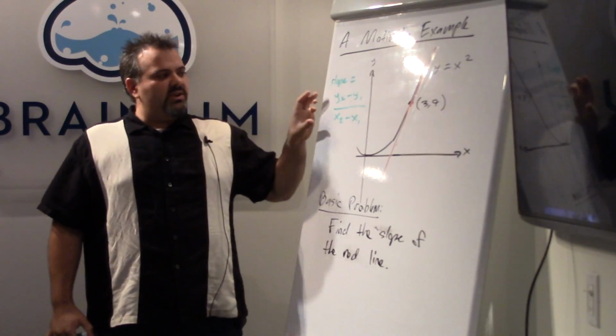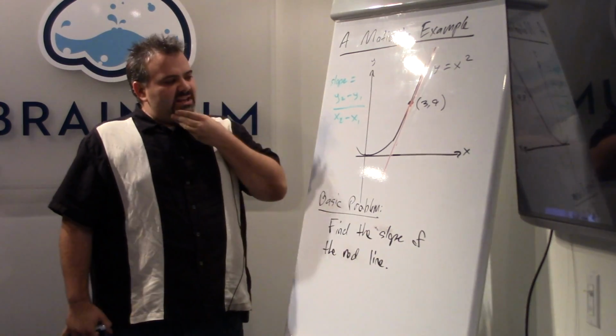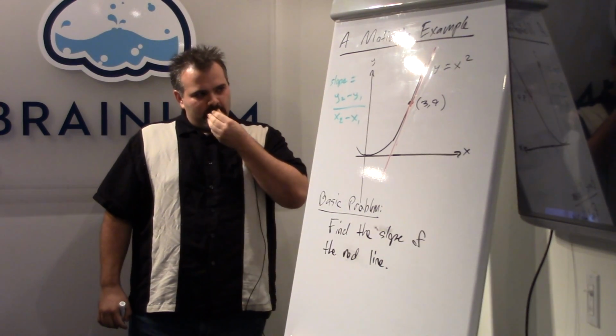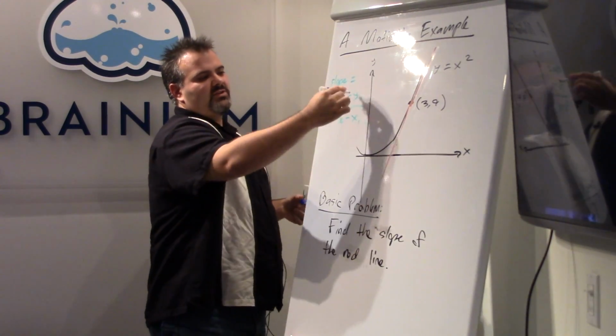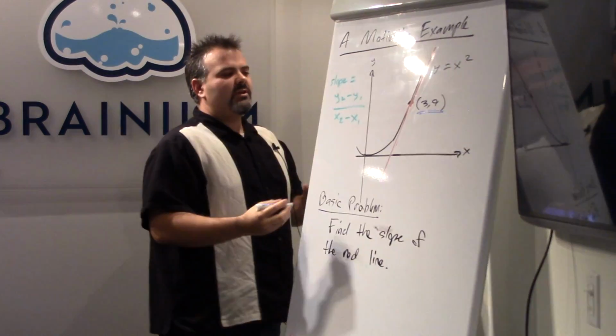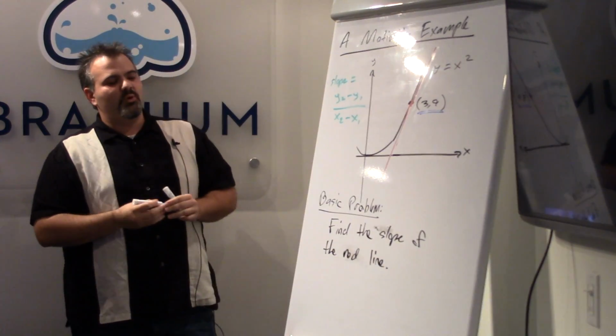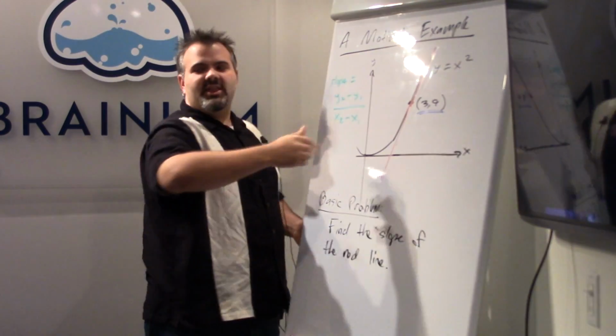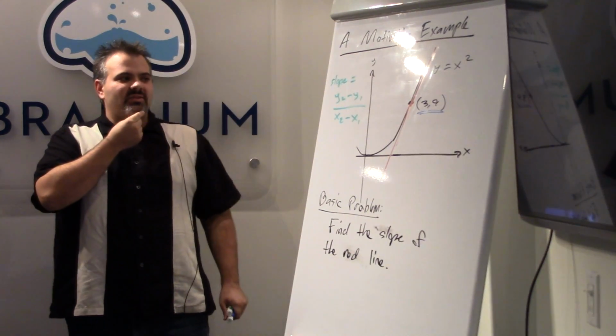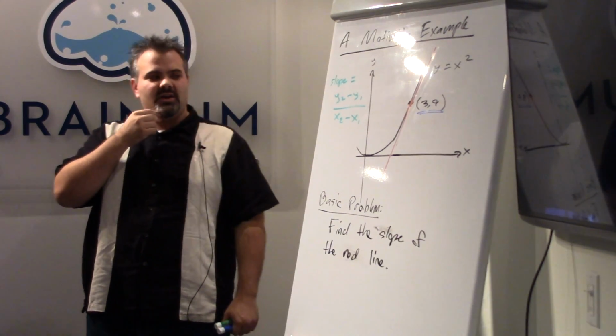Okay, so this is great. We can use this formula. Now, what do we need to use this formula? Well, we need a point. Here's a point. We need another point. And if we don't know another point on this red line a priori, then at this point, we're kind of out of luck.